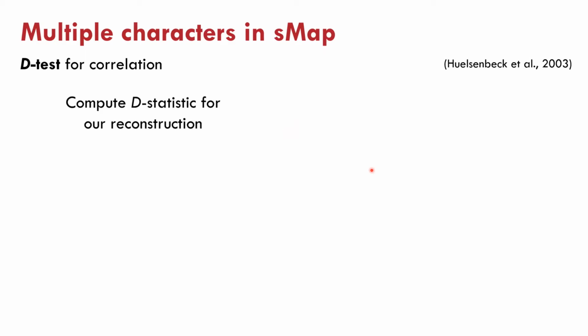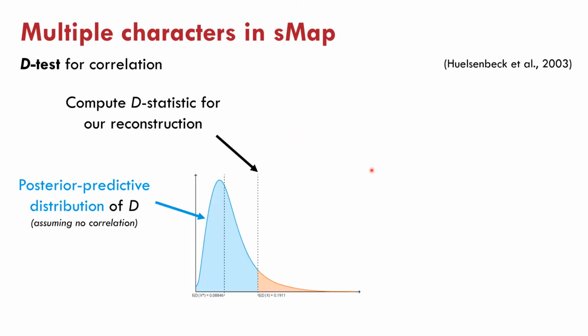The D-test involves computing the D statistic, which is essentially a measure of the amount of correlation between character states. And at the same time, we also compute the posterior predictive distribution of D, which is this blue curve here. Then we plot the value of D on this posterior predictive distribution. And this lets us see whether this value of D actually comes from the same distribution or not. Because if we assume that we do not have any correlation in our data, then our D should come from the posterior predictive distribution that we have computed, assuming no correlation.